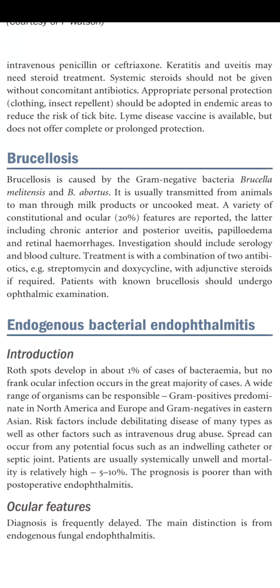Patients are usually systemically unwell and mortality is relatively high, 5 to 10%. The prognosis is poorer than in post-operative endophthalmitis. So prognosis is very poor in a case of endogenous bacterial endophthalmitis. Ocular features: diagnosis is frequently delayed. The main distinction is from endogenous fungal endophthalmitis, because it is more common than bacterial endophthalmitis.